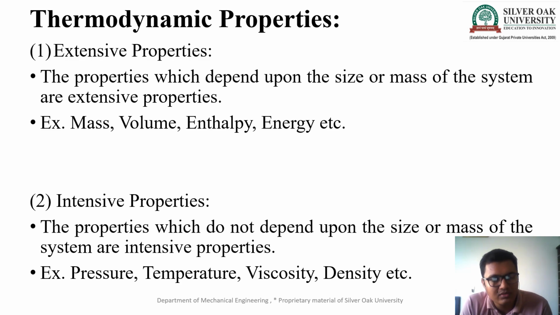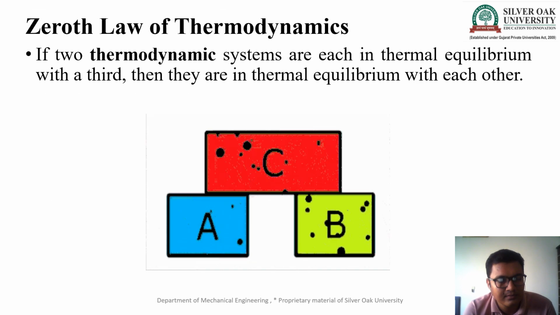And the intensive property is the property which does not depend upon the mass. Let's take examples: pressure, temperature, viscosity and density. These are the intensive properties. So these are the differences between extensive property and intensive property. Extensive properties depend on the mass and intensive properties do not depend on the mass.